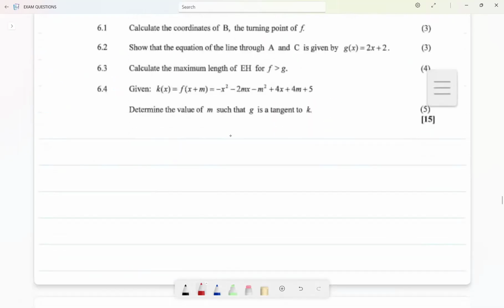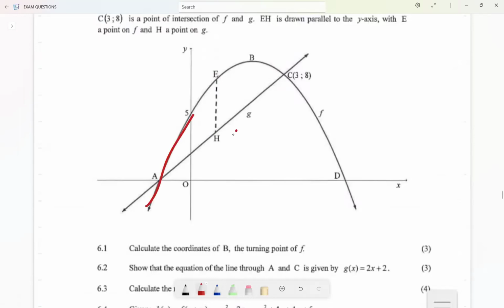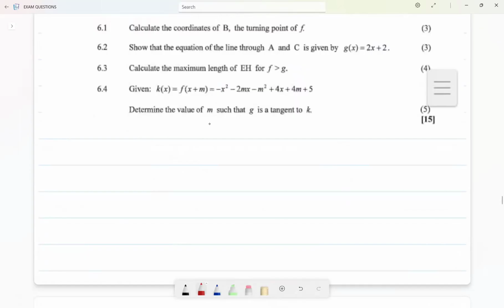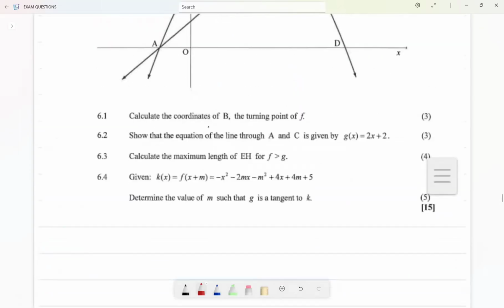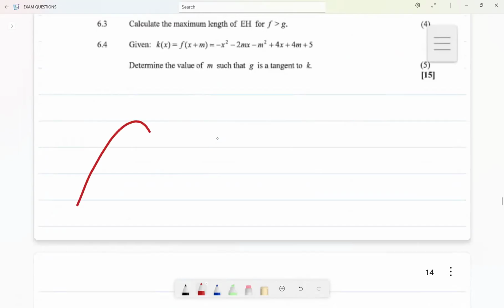So let me just draw a graph of k of x. The graph of k of x will be the same as the graph of f, just with a shift there. So it's going to be like this. This is the graph of k, and then I want g to become a tangent at this point.